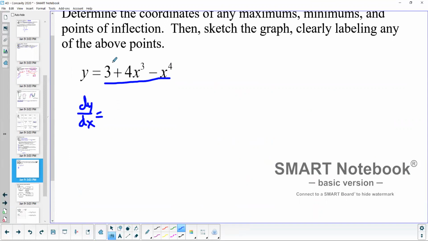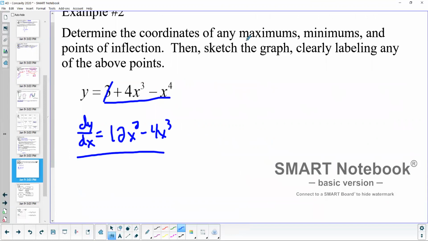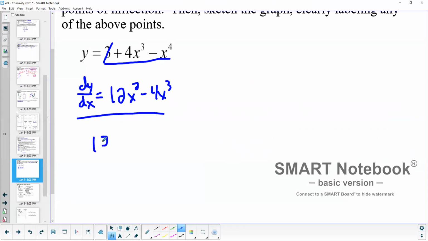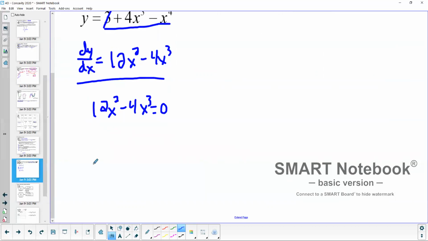So the first derivative in this case, the 3 is gone because the derivative of a constant is 0. Hopefully you're getting quicker on those. And then we get 12x to the second minus 4x to the third. And so now before we jump into concavity and all that, we are asking about maximums and minimums. So what we're going to do right now is set this particular function, 12x squared minus 4x to the third, equal to 0. And we're going to solve, looking for any possible maxes and mins.